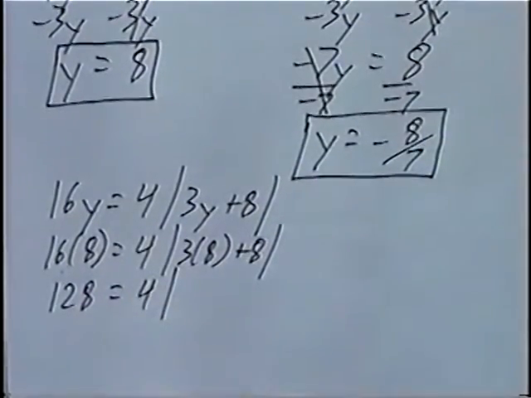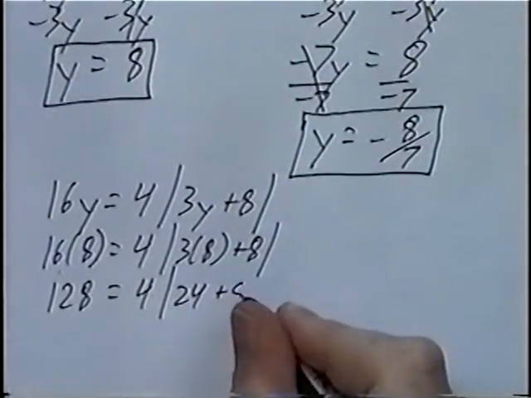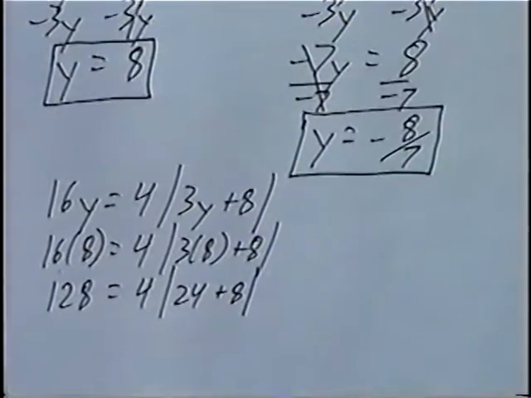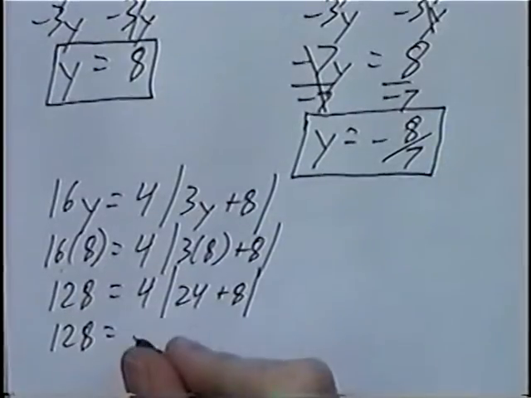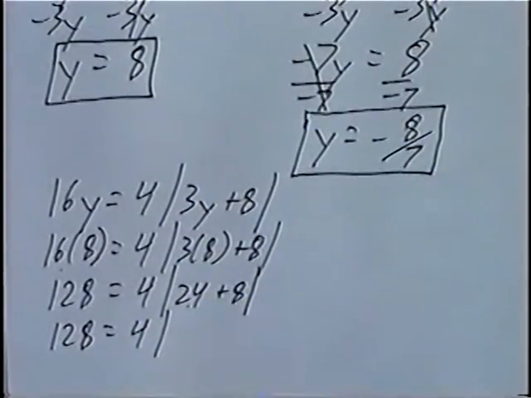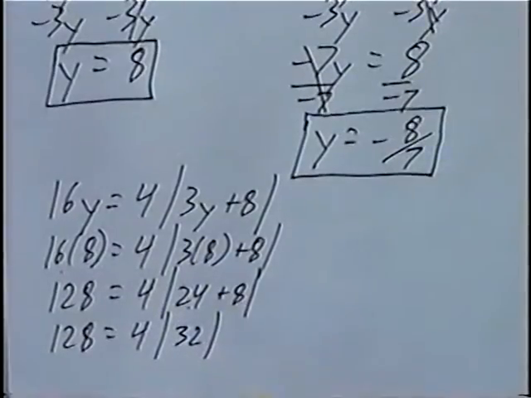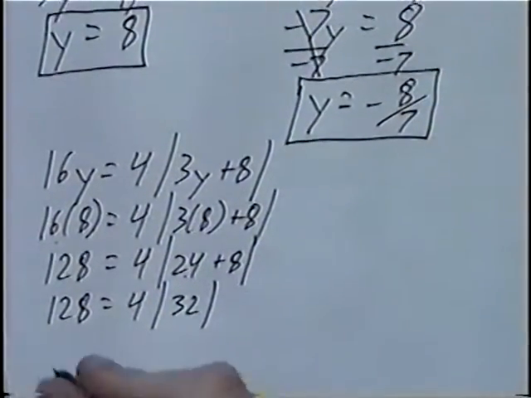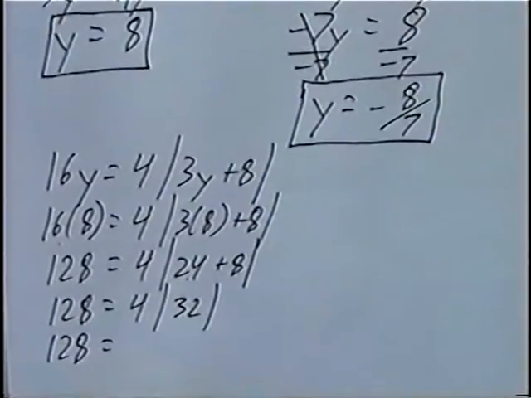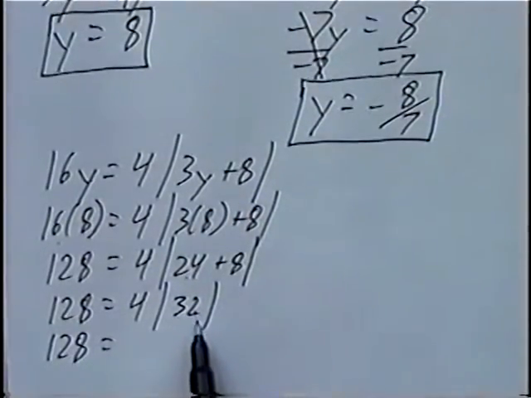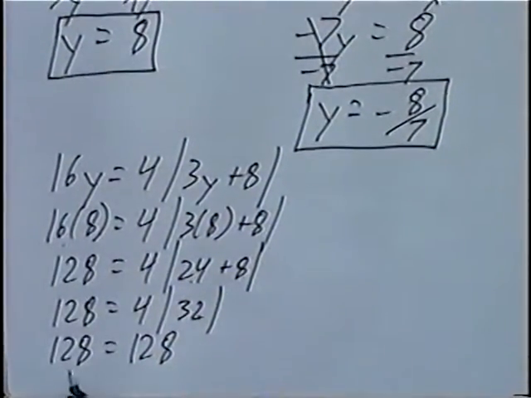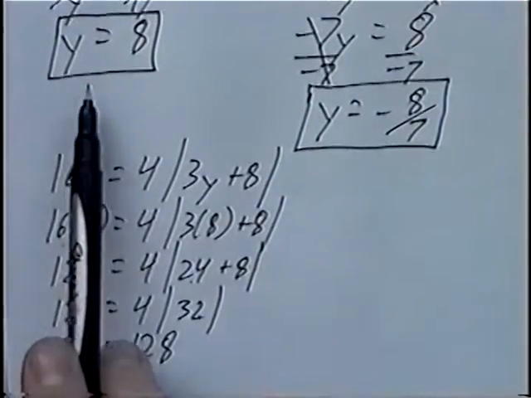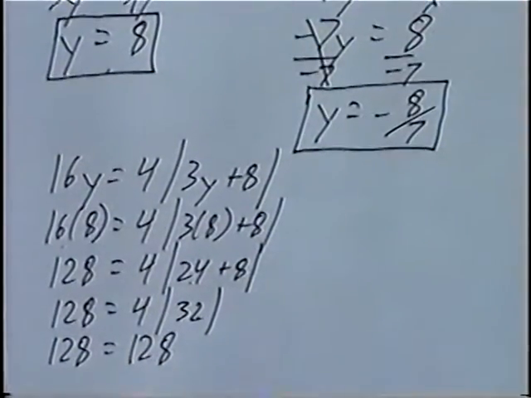4 stays outside the absolute value. 3 times 8 would be 24 plus 8. 128 stays the same. 4 would stay the same. 24 plus 8 would be 32. And 128 equals the absolute value of 32, which is still 32, and times 4 is 128. 128 equals 128, which is true, which means this answer, y equals 8, does work and is a correct solution.